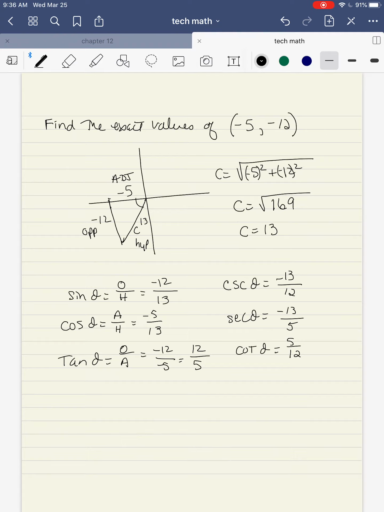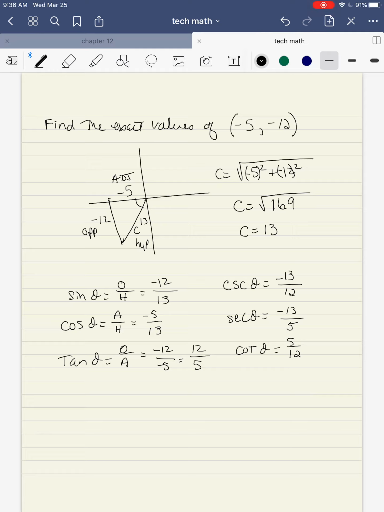Find the exact values of the trig functions for the point (-5, -12). I had gone over this in chapter 4. This is an ordered pair. Two negatives as an ordered pair puts you in quadrant 3. -5 is the distance along the x. -12 is the distance along the y. So you need to find the hypotenuse.